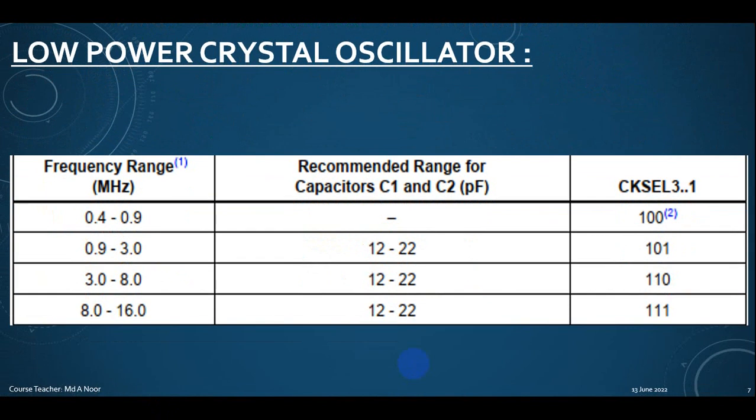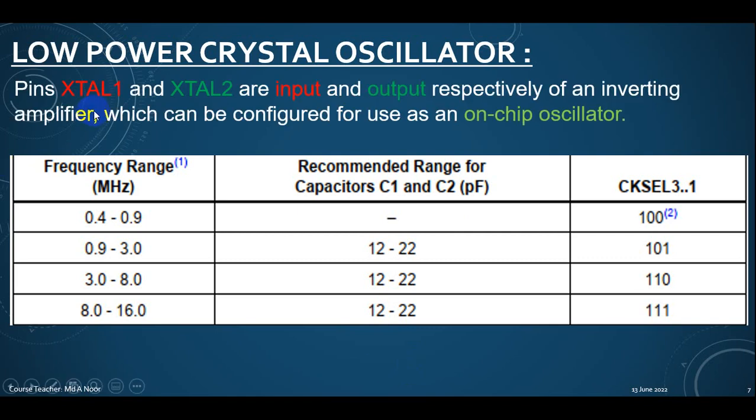Low power crystal oscillator. We have seen there is a low power crystal oscillator. Pins XTAL1 and XTAL2 are input and output respectively for an inverting amplifier which can be configured for use as an on-chip oscillator. And this is the frequency range.